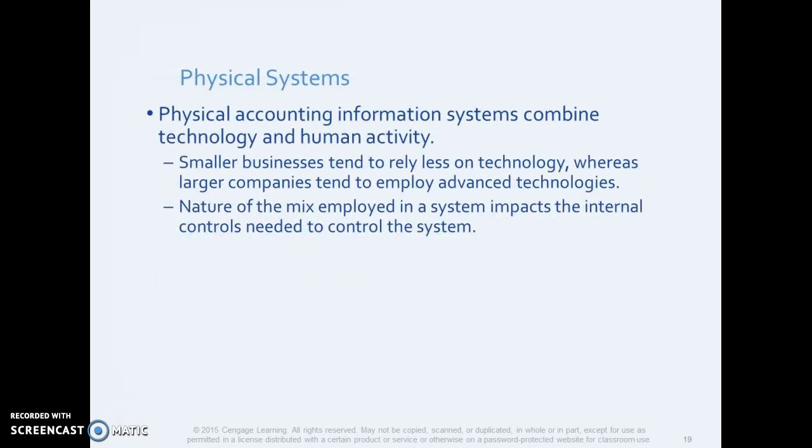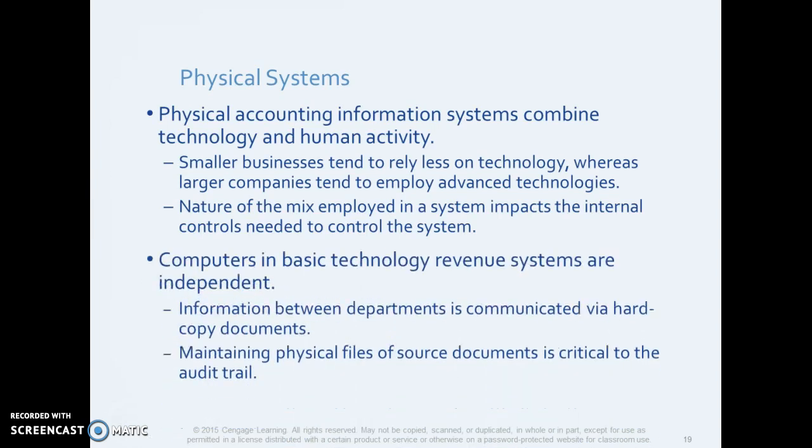Physical accounting information systems combine technology and human activities. Smaller businesses tend to rely less on technology, whereas large companies tend to employ advanced technology. The mix of technology and employees employed in a system impacts the internal controls needed to control the system. With basic technology, revenue systems are independent. Information between departments is communicated via hard copy documents. Maintaining physical files of source documents is critical to the audit trail.